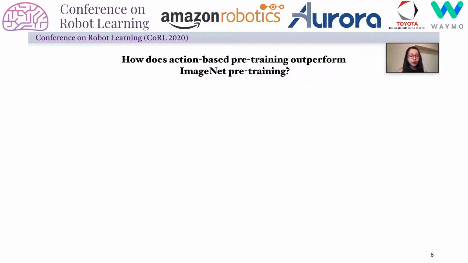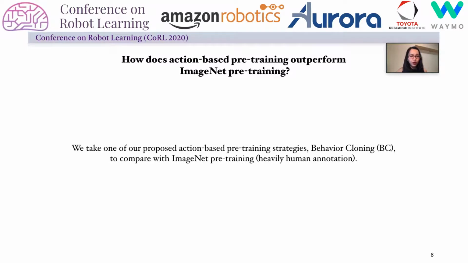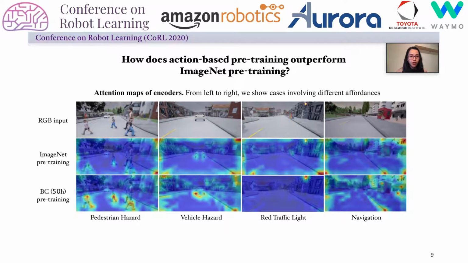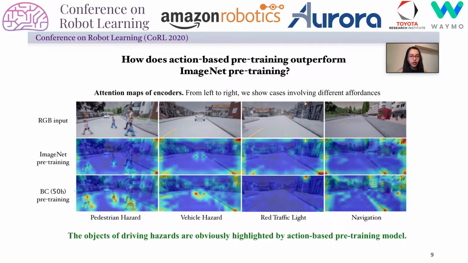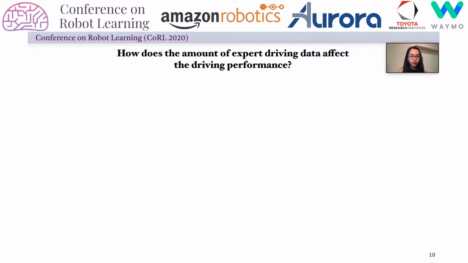So how does action-based pre-training outperform the general ImageNet pre-training? We take one of our proposed pre-training strategies, behavior cloning, named as BC here, for comparison. We show some attention maps from which we could obviously see that the objects of driving hazards are much more highlighted by our BC pre-training encoder that was trained with 50 hours of expert data.